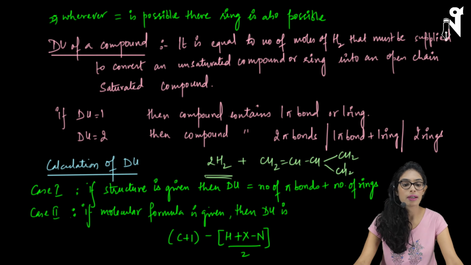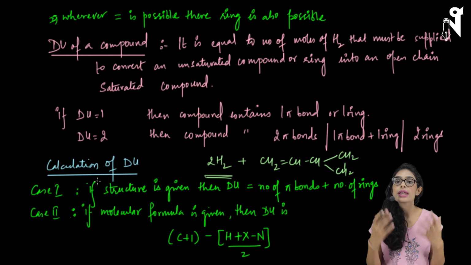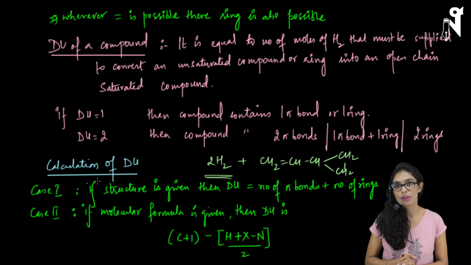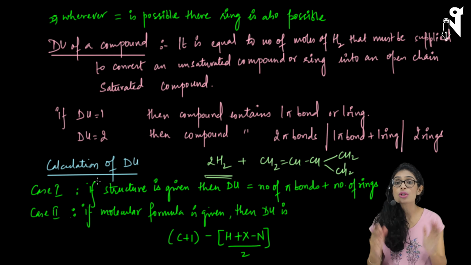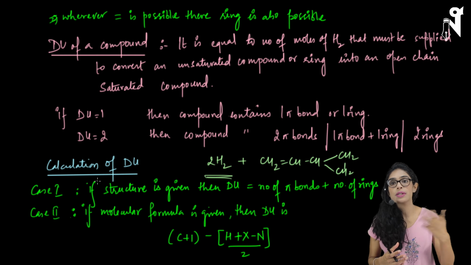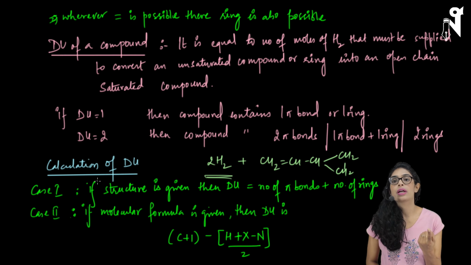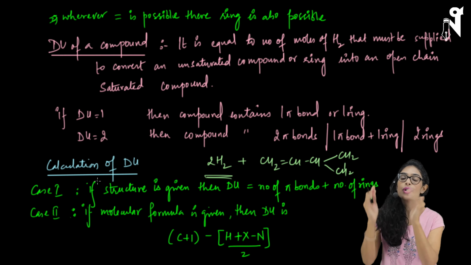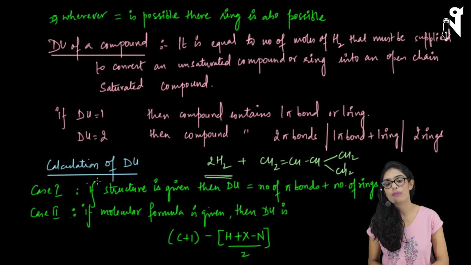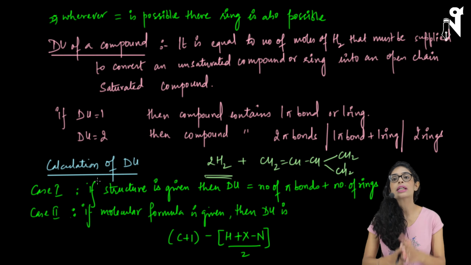So now let's understand how to calculate the degree of unsaturation for different compounds. There are two cases when we talk about the calculation of degree of unsaturation. One is if the structure is given. If the structure is given, then we can simply count the number of pi bonds present and the number of rings present. For each pi bond to break and make it an alkane, we require 1 mole of hydrogen. Similarly, for each ring to break, we require 1 mole of hydrogen. So basically, just count the number of rings and the number of pi bonds, and it will give you the degree of unsaturation.